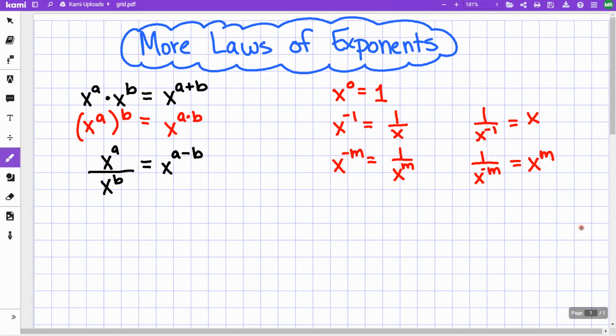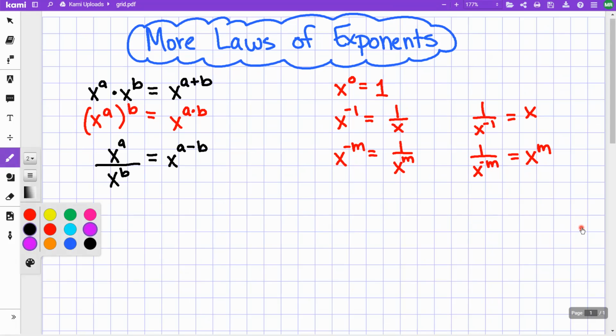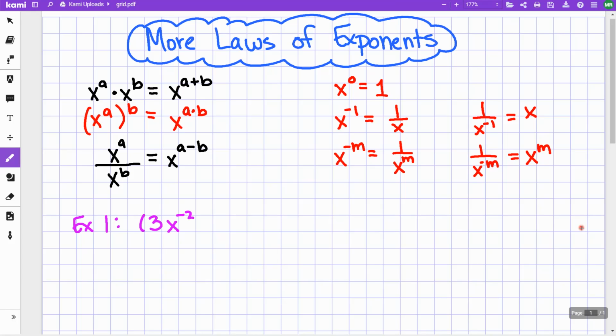So let me just go through some examples. Okay, so example 1. Let's say we have 3 x to the negative second, y to the fifth, z to the negative fourth, and let's say that this whole thing was raised to the negative third power. So first off, everything in here is going to be raised to the negative third power. 3 is going to be raised to negative third. X to the negative second is going to be raised to negative third. Y to the fifth is going to be raised to negative third. And z to the negative fourth is going to be raised to negative third.